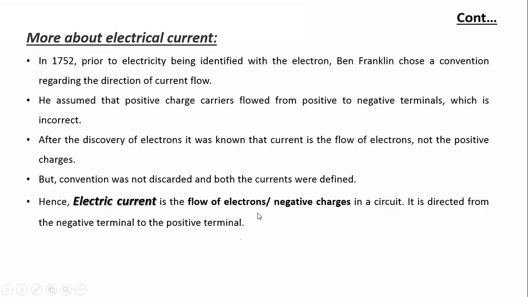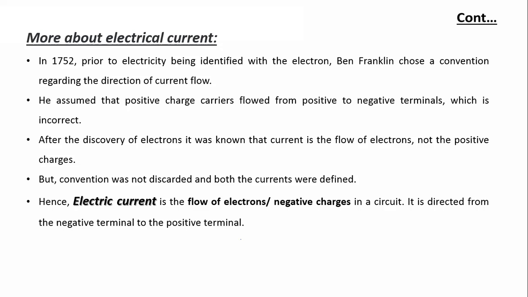Hence, electric current is the flow of electrons, the negative charges in a circuit, and it is directed from the negative terminal to the positive terminal. The direction the electric current follows is from the negative terminal of the supply to the positive terminal, as this says that the current happens because of the flow of electrons. So electrons emerge from the negative terminal and get attracted towards the positive terminal, and in that whole path whatever load you attached will consume the energy of the flow of electrons.